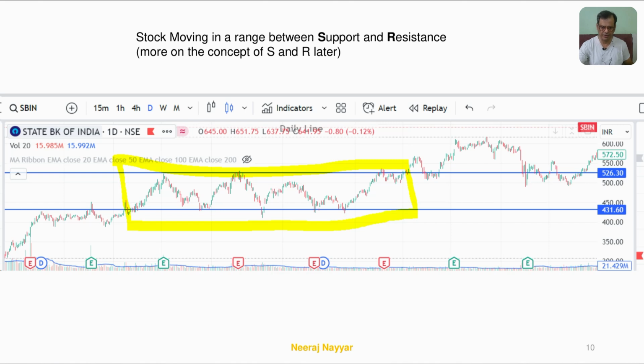I hope you enjoyed this. And once you open an account in TradingView, you can literally go and look at the various patterns in action from what you have seen on the slides.